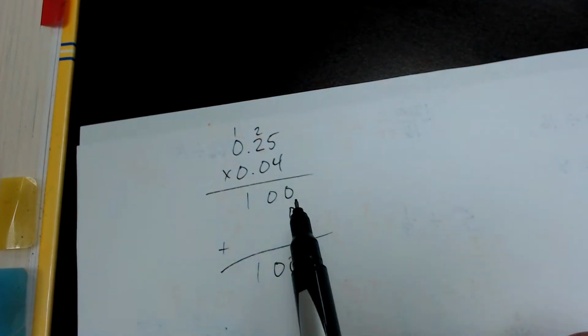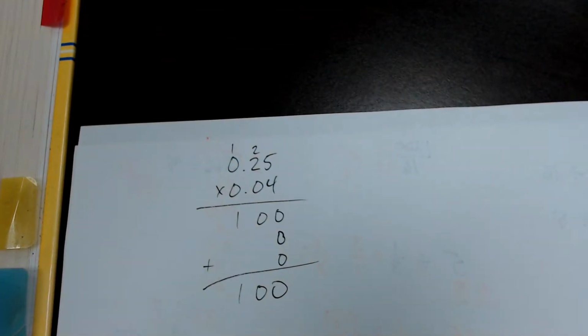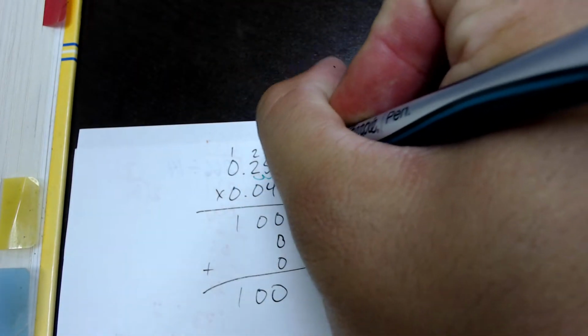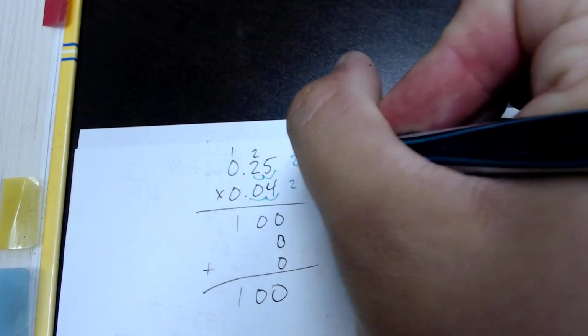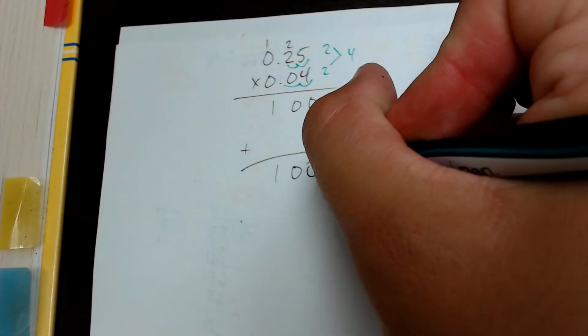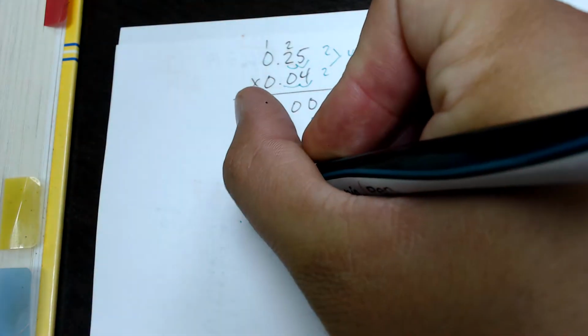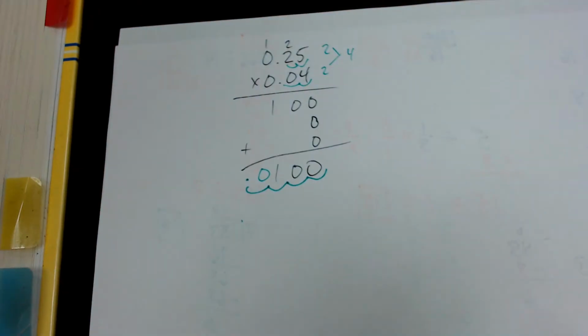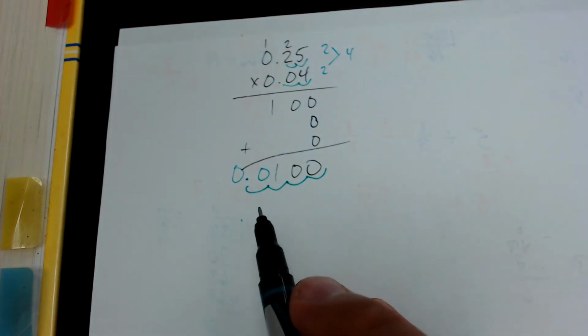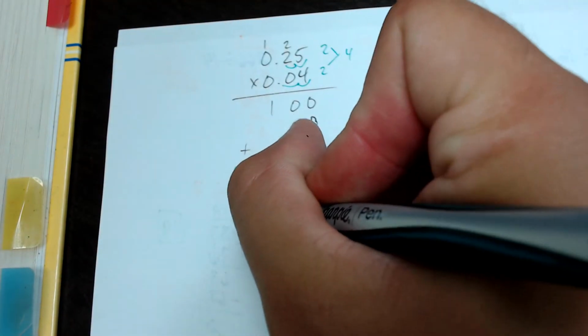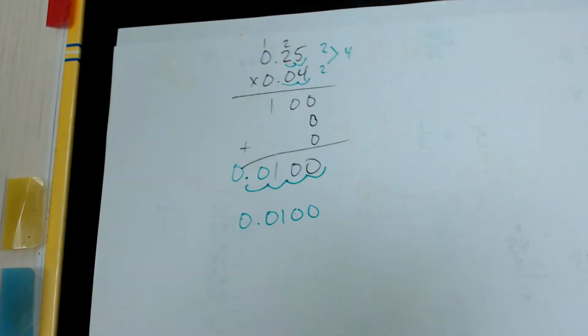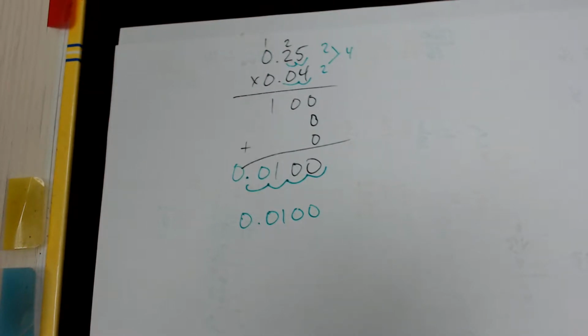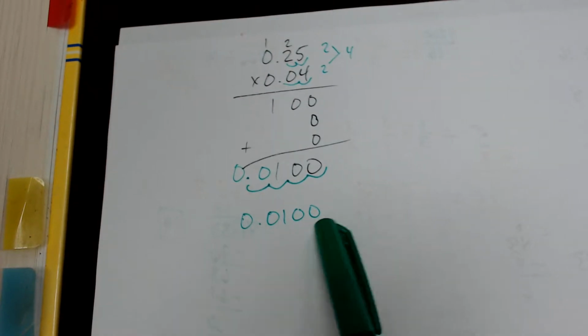But then, remember, we have to count our decimal places. So let's go ahead and count our decimal places. I've got 1, 2 up top, 1, 2 on the bottom for a grand total of 4 decimal places. So now I go to my answer of 100, and I count over 1, 2, 3, 4 decimal places, put my decimal point, add a placeholder 0 there. So now I have the decimal number 0.0100.